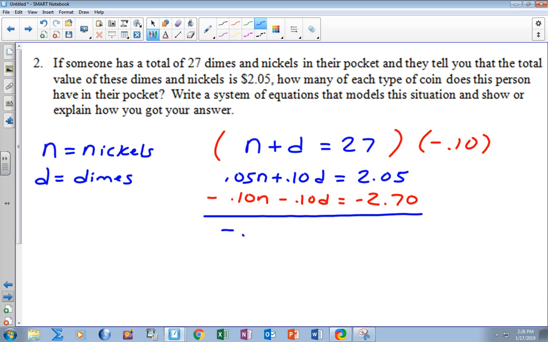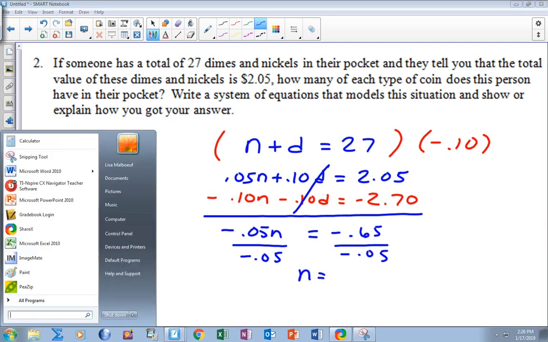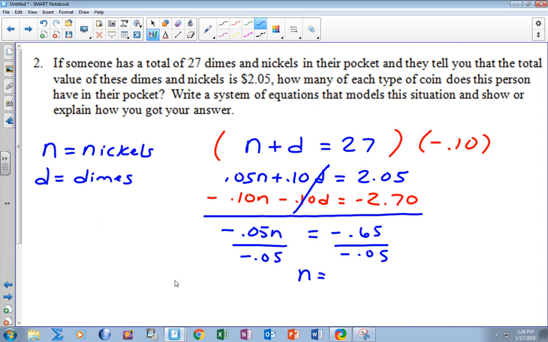So negative 0.05n. A positive and negative will eliminate each other, the zero pair. So it equals negative 0.65, right? And then if you divide both sides by negative 0.05, then you get n equals how many? How many? 13, yes. All right, so now you have 13, they have 13 nickels in their pocket.